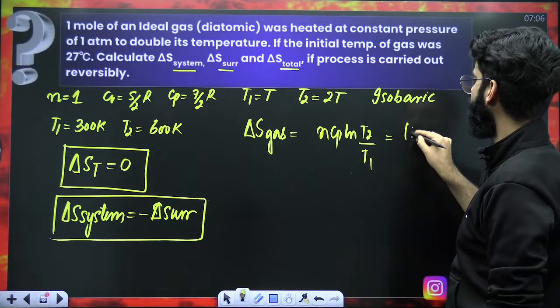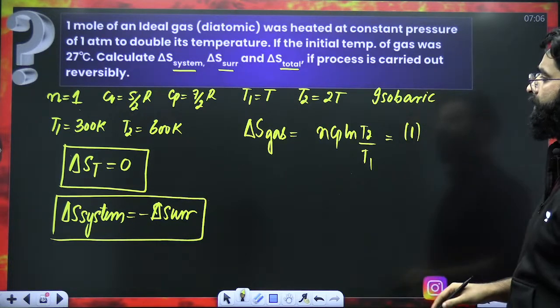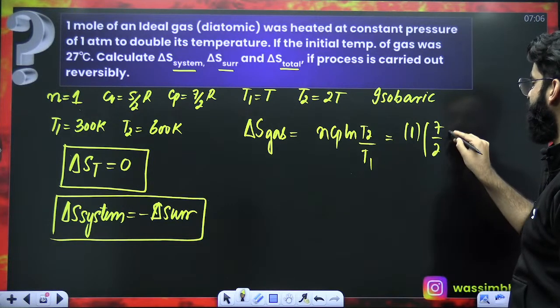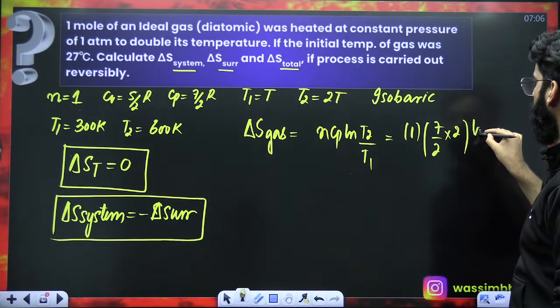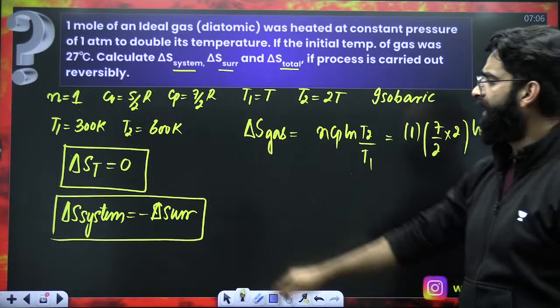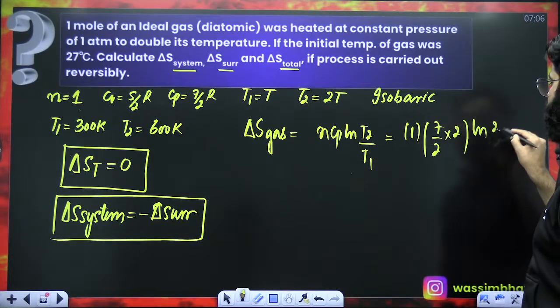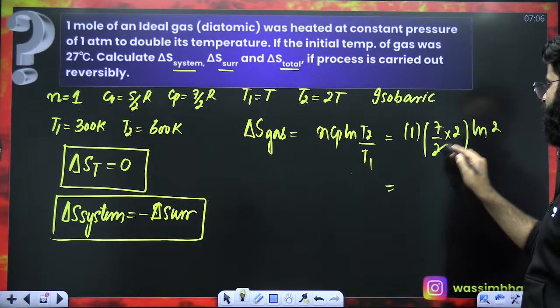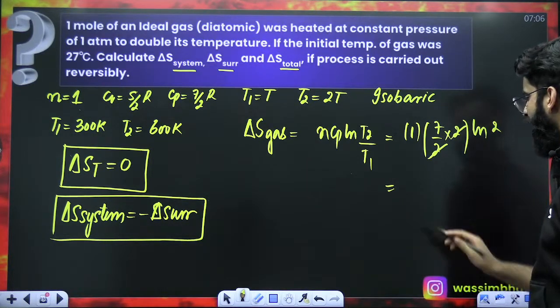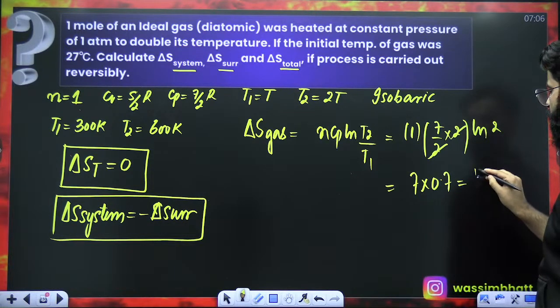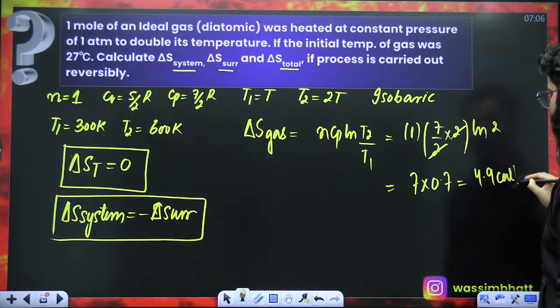Now what is the value of n? That's 1. Cp value is 7 by 2 R. Take the R value in calories. Ln of T2 divided by T1. T2 is 600, T1 is 300, so 600 divided by 300 comes out to be 2. This can be written as 7 ln 2. Ln 2 is approximately 0.7, so it comes out to be 4.9 calories per Kelvin.